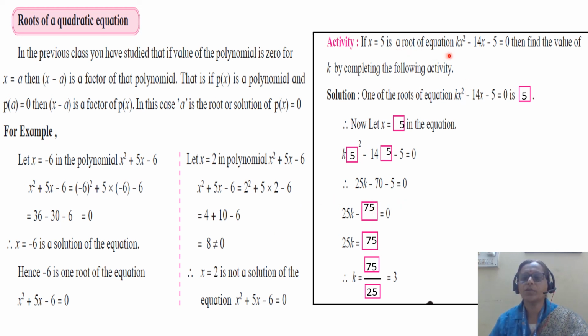If x is equal to 5 is a root of equation kx square minus 14x minus 5 equal to 0, find the value of k by completing the activity. So it is given that it is the root of the equation. So root of this equation is 5. Let us substitute x is equal to 5. k into 5 square minus 14 into 5 minus 5 equal to 0. So it is 25k minus 70 minus 5 equal to 0. So 25k is equal to 75. So k is equal to 3. So value of k for this equation is 3 and value of x is 5, which is root of the given equation.